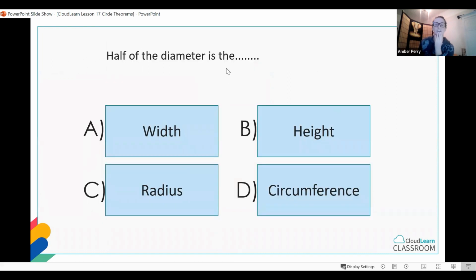Half of the diameter, no diagram for this. Half of the diameter is the A, width, B, height, C, radius, or D, circumference. Vote now for me, please. Half of the diameter is the radius. Well done, 100% correct on that too. Fabulous. We're doing really well in this one today.